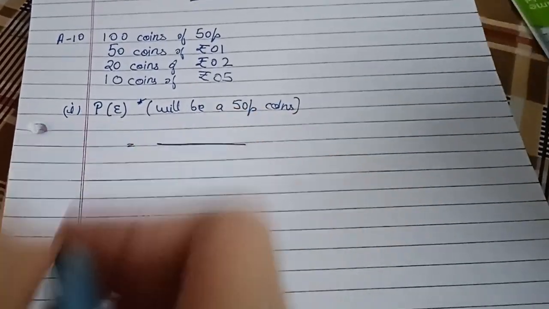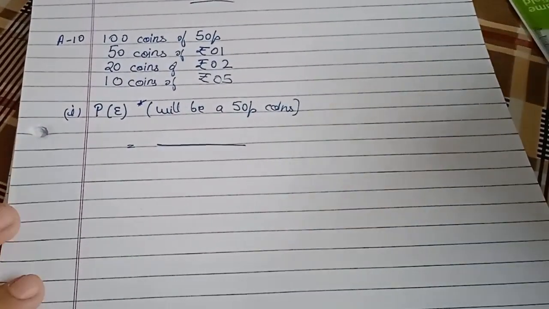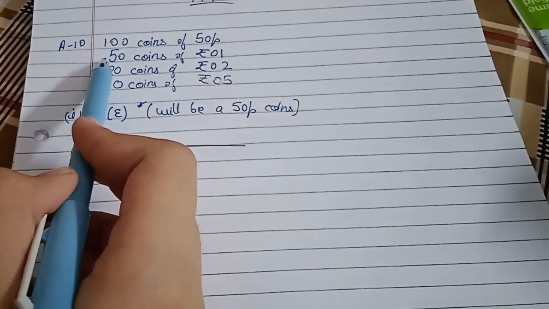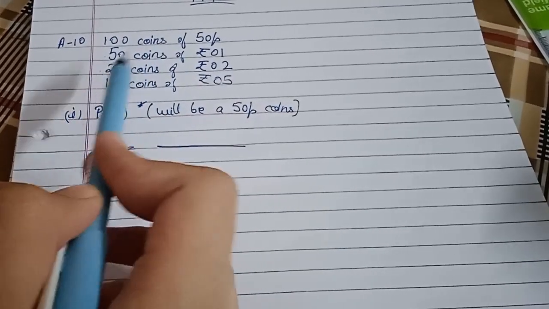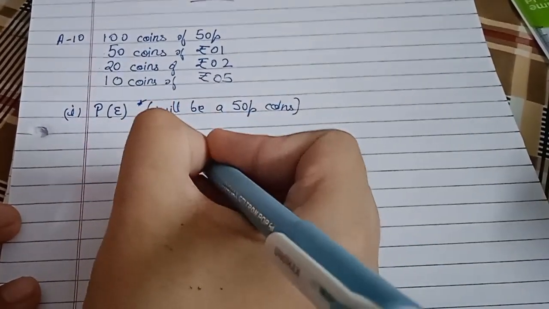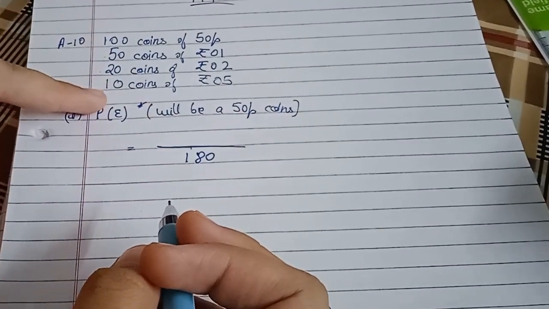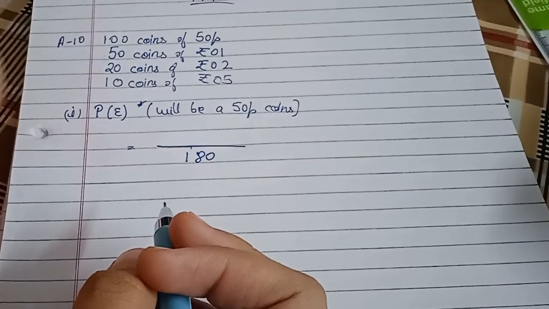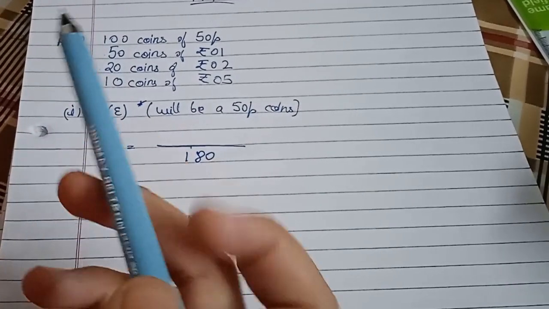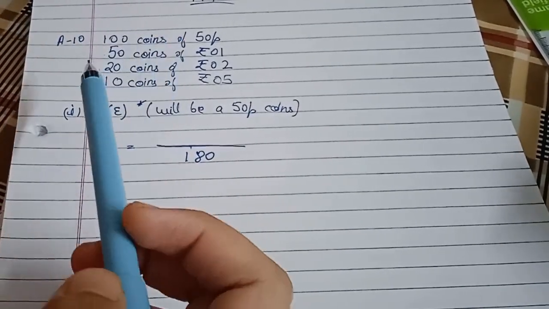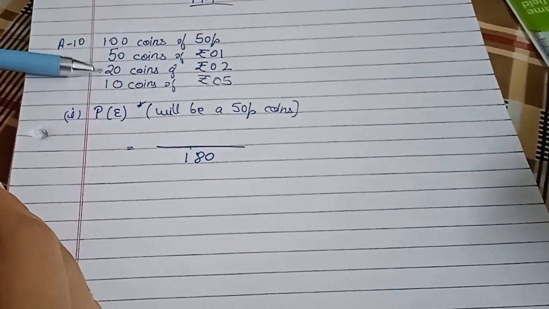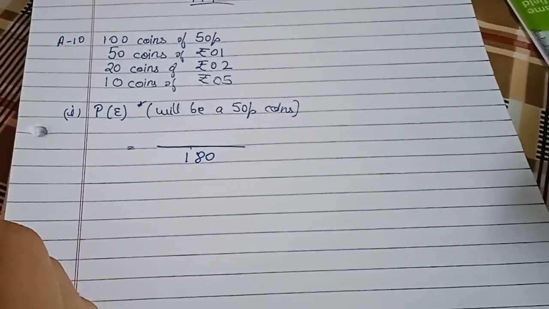First is the total number of outcomes. What is the total number of outcomes? It is 100 plus 50, 150, 160, 170, 180. Total number of outcomes is the total number of coins, because any coin can be drawn. It is similar to the one we did for marbles or the balls. 100, 50, 20, 10, 180.